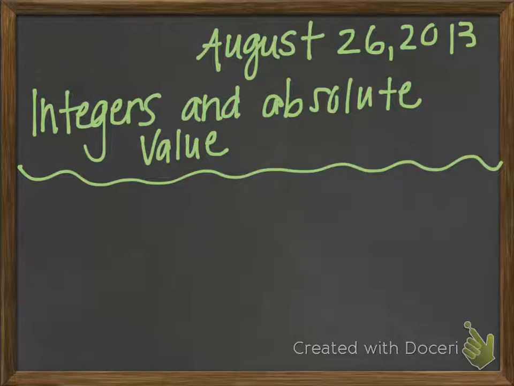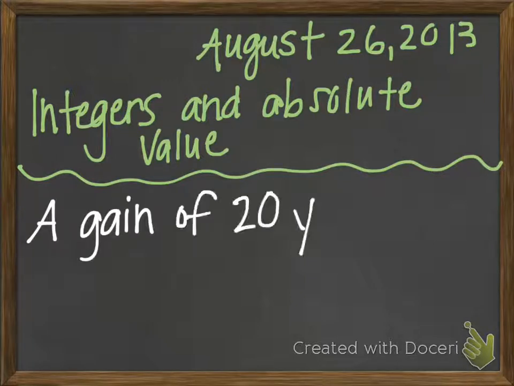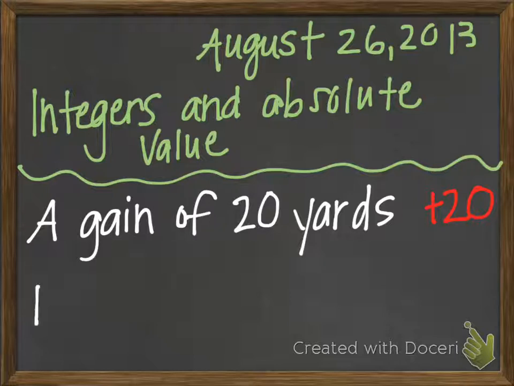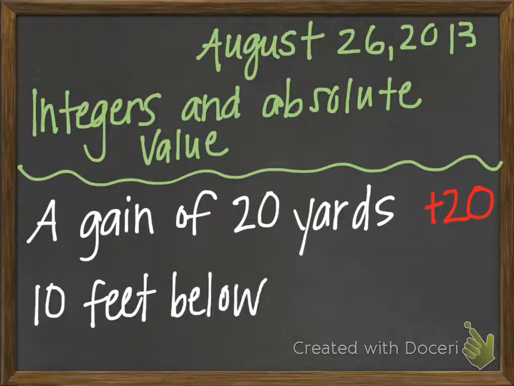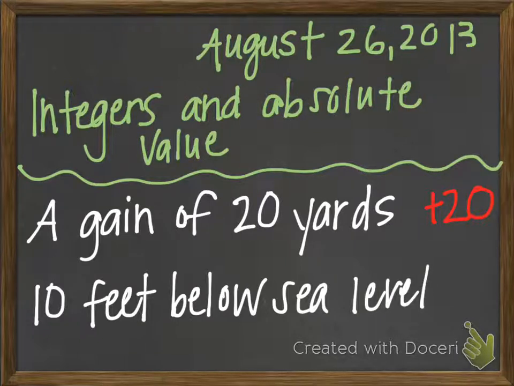Alright, let's start with positive and negative numbers. I'm pretty sure all of you know what positive and negative numbers are. An example of a positive number is a gain of 20 yards. So the number that would be represented in this scenario is positive 20. If I were to say 10 feet below sea level, this would represent a negative number. This would represent negative 10.